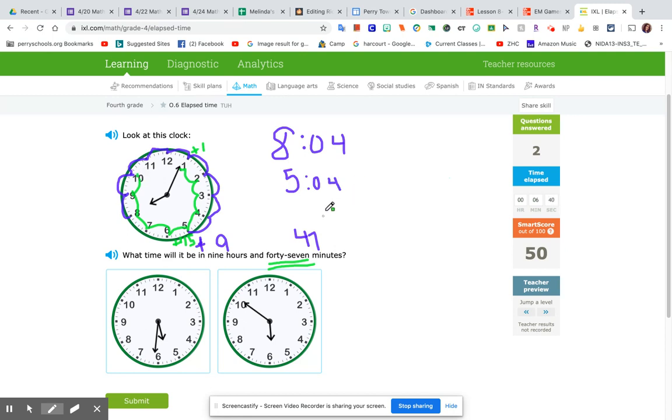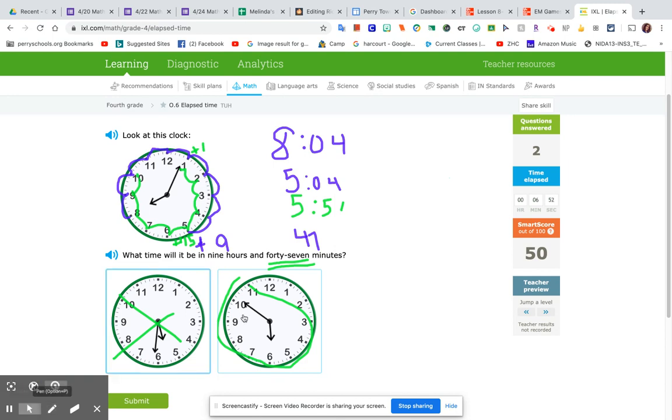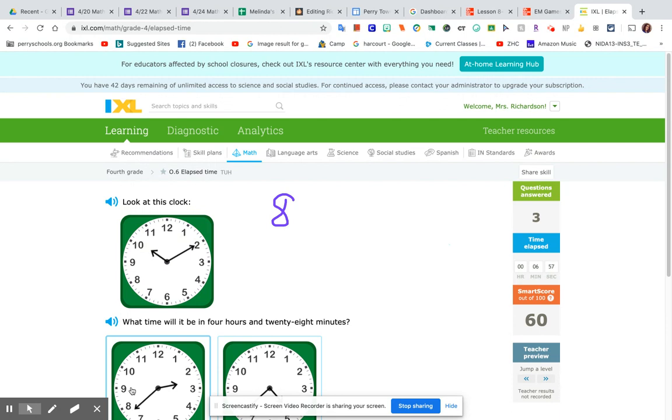That gets me to 51. So my end time is 5:51. Oh, again, I can already see that this makes sense. This doesn't make sense. That's 5:31. This answer makes sense. Please be right. Yes, great job. And there's another level, even still.